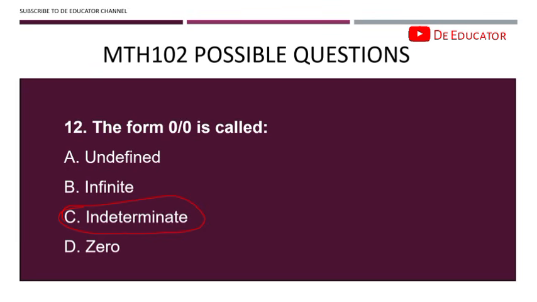That is why if you solve and your limit is now 0 over 0, please don't stop there. It means that you should continue to simplify further. This thing does not determine anything.